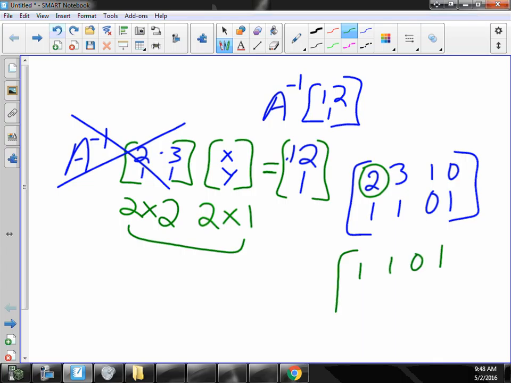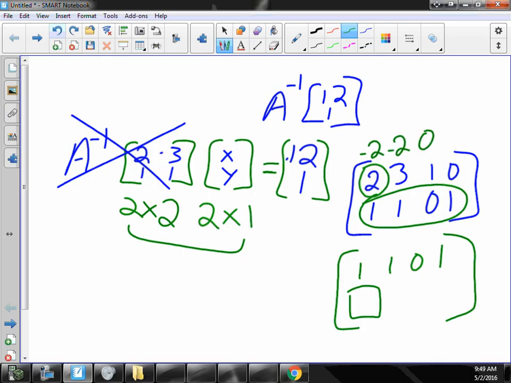That's my first row. Now, I want this number also to be a 0. So I'm going to take this row, times it by -2. So -2, -2, 0, -2. And then I'm going to add these together. So we get 0, 1, 1, -2. Now I want that to be a 0. How do I accomplish that?